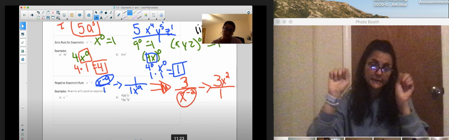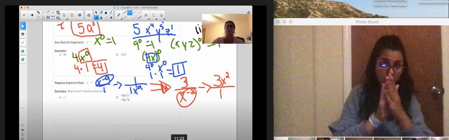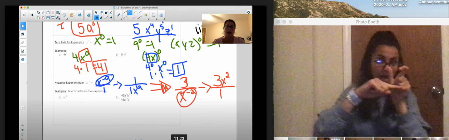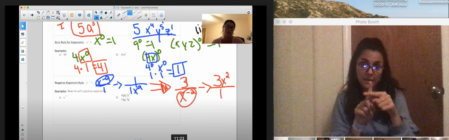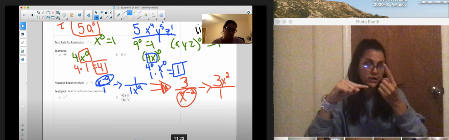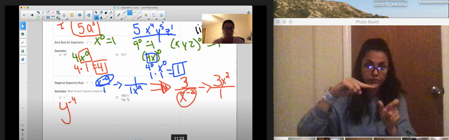Okay, so again, if the negative exponent's in the top, we move it to the bottom. If the negative exponent is in the bottom, we move it to the top to make it positive. So you just flip the position, okay? Everything else, though, stays where it is. Just that negative exponent and the variable moves. Everything else stays. Okay, so we have y to the negative 4th. So I'm going to start with making my fraction.